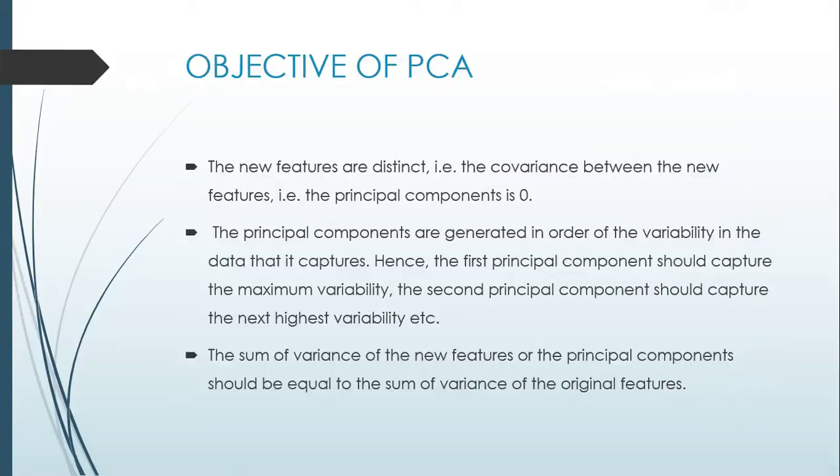The objective of PCA is that the new features should be distinct. The covariance between the new features should be 0. For the new features we use a term called principal component. The first principal component should capture the maximum variability and the second principal component should capture the next highest variability. The sum of the variance of the new features, or principal components, should be equal to the sum of the variance of the original features.